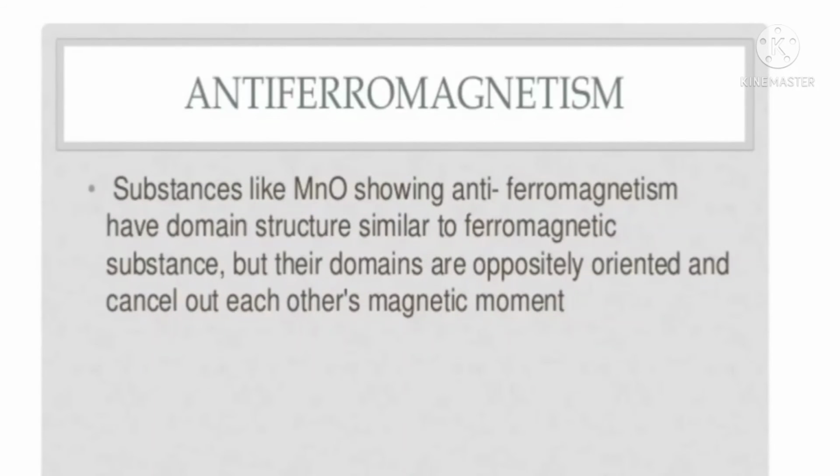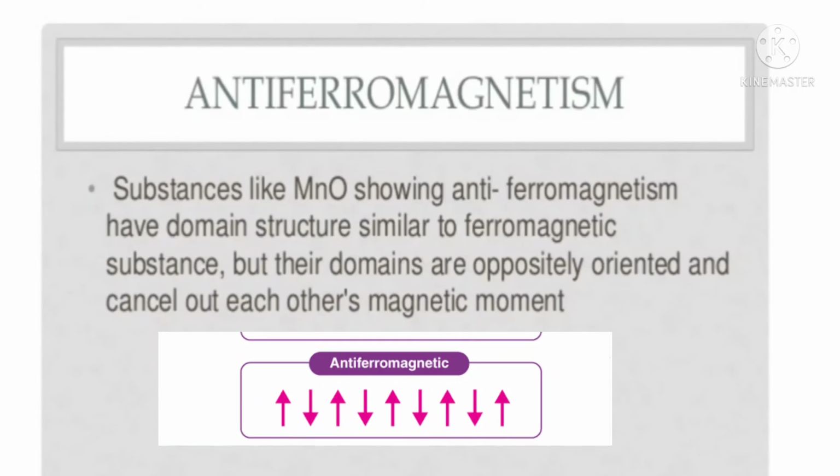Antiferromagnetism. Certain solids align the magnetic moments due to the unpaired electrons present as domains under the influence of an external magnetic field. Their domains are oppositely oriented and cancel out each other. So they possess zero or no magnetic moment. Such solids are known as antiferromagnetic substances, and this property is known as antiferromagnetism. Manganese dioxide is an antiferromagnetic substance.